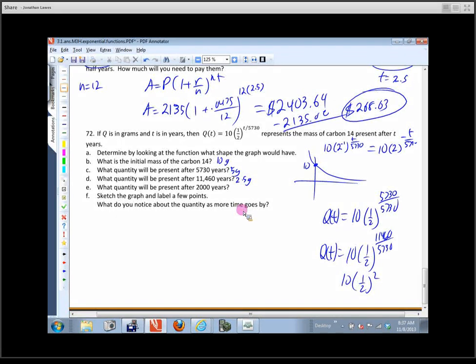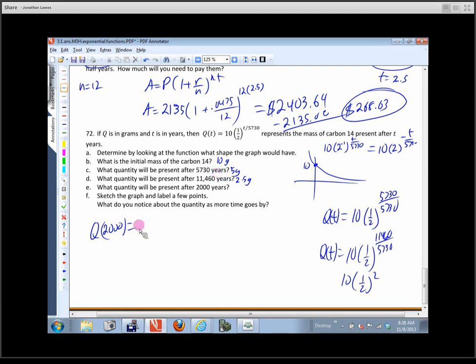Or, yeah, 5,730. Okay? What quantity will be present after 2,000 years? How would we find that out? Plug in 2,000. So I'm going to find Q of 2,000. Now, you should be able to guess roughly what it's going to be. Here I let 5,700 years go by, and it went down to 5. If 0 years go by, it's 10. We're talking 2,000 years, somewhere between 5 and 10. 7, 8, somewhere around there.